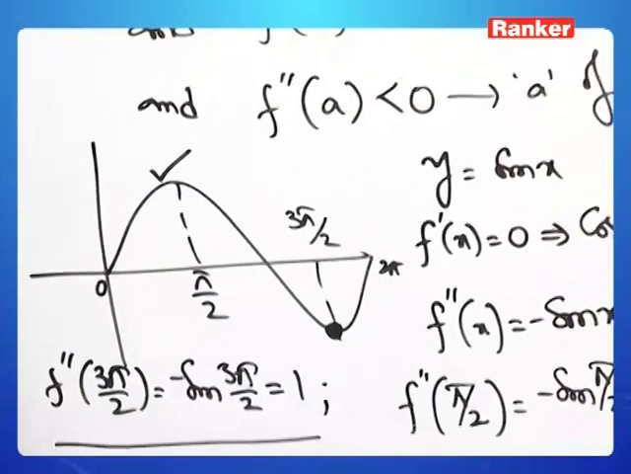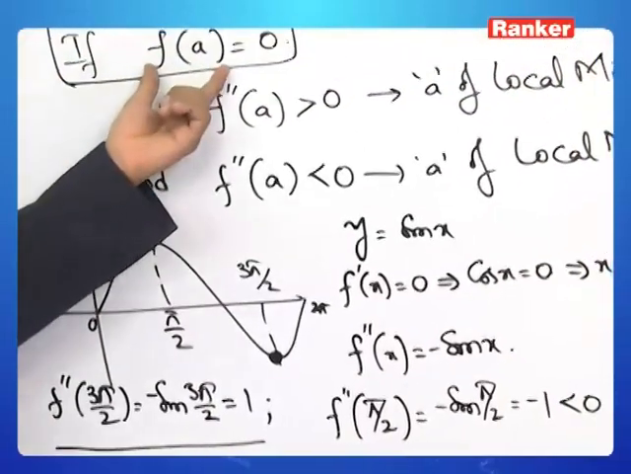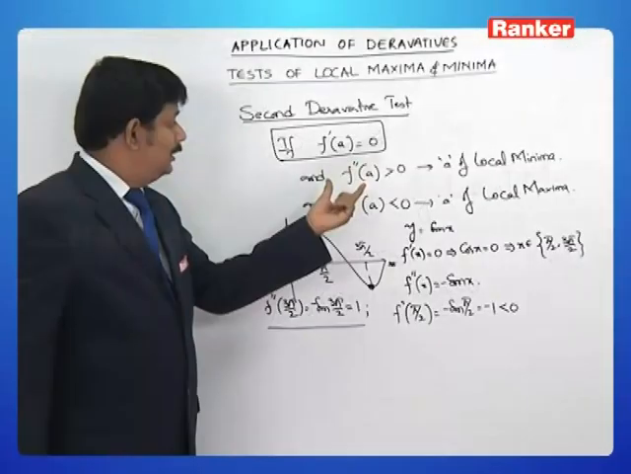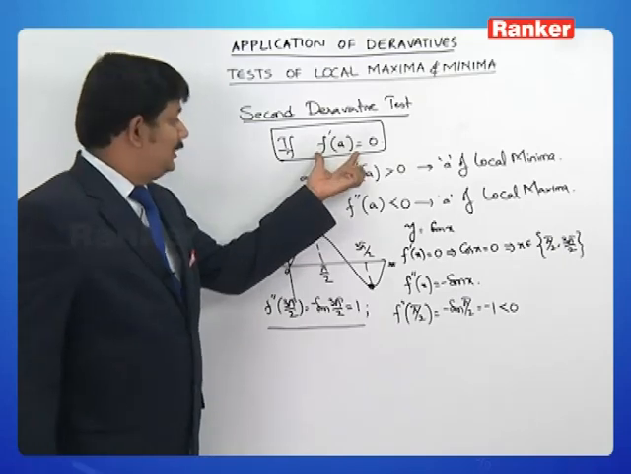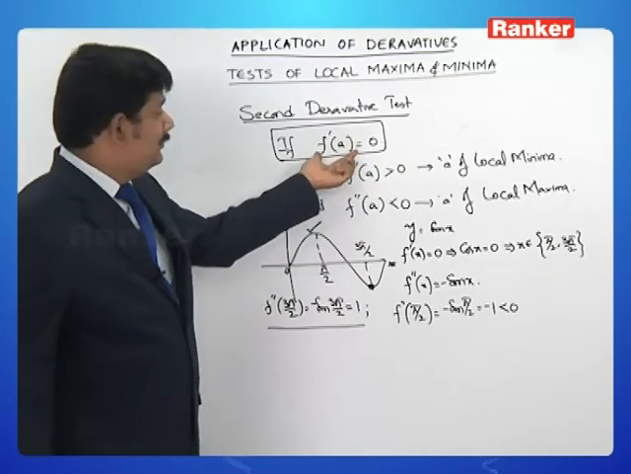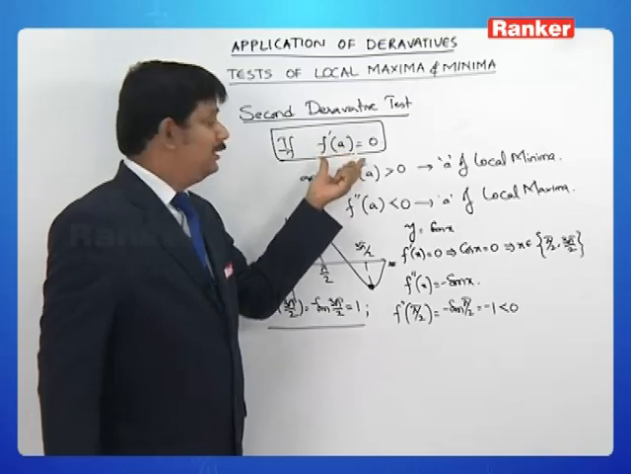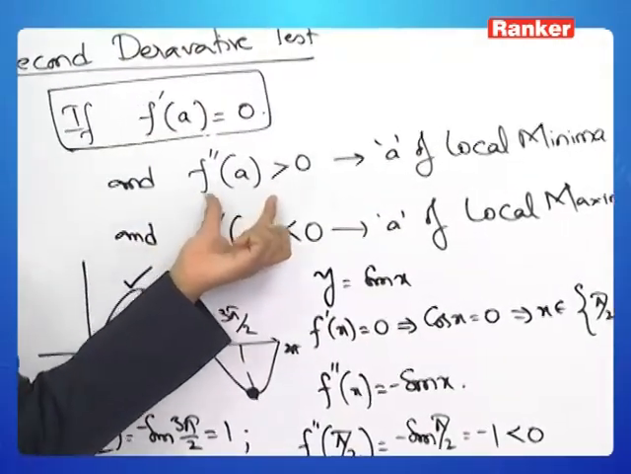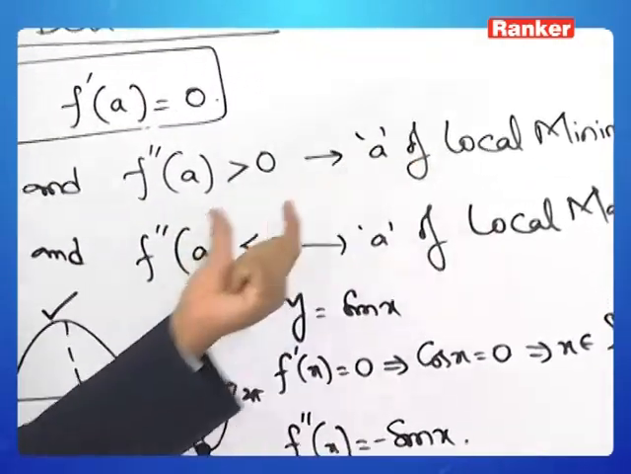So this is how we use the second derivative test. At any point, if derivative is equal to 0, that we call a critical point. There we have a chance of having a local extremum, either a maxima or a minima. If f double dash of A comes out to be positive, we conclude that it is a local minima.